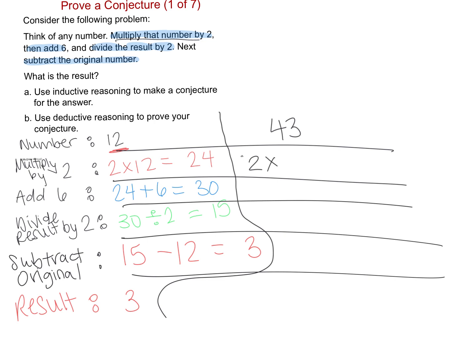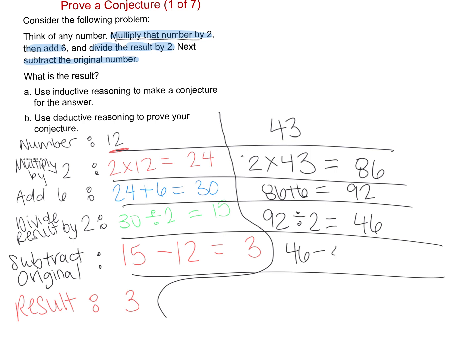I'm going to multiply 2 by 43, which would give me 86. I would do 86 plus 6, which would give me 92. I'll do 92 divided by 2, which is 46. I'll do 46 minus 43, which is 3.